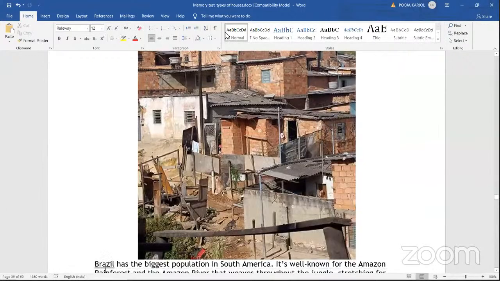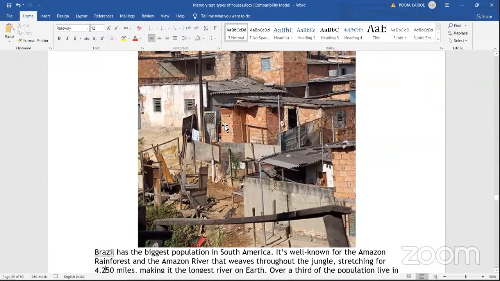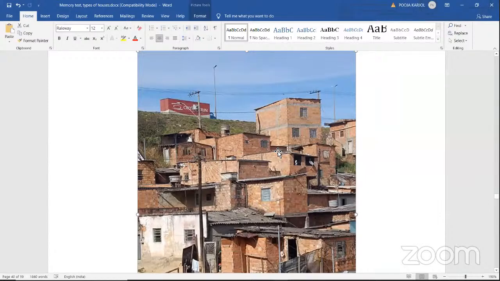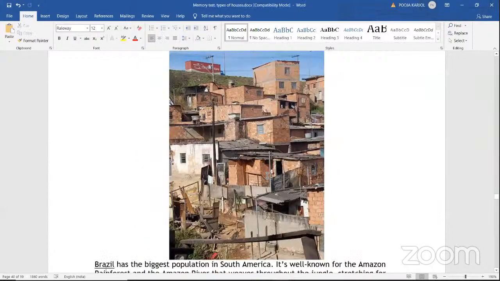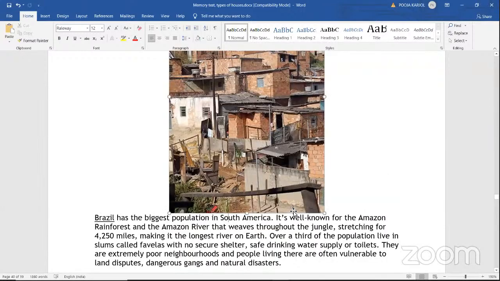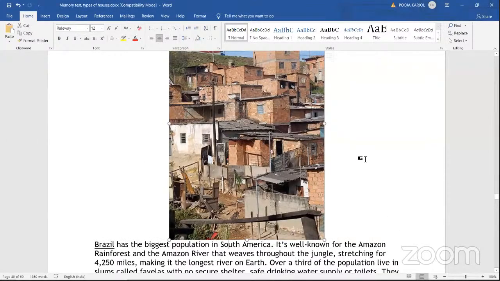Brazil. Brazil has the biggest population in South America. It is well known for the Amazon rainforest. Over a third of the population live in slums called favelas, with no secure shelter, safe drinking water supply, or toilets. They are extremely poor neighborhoods, and people living there are often vulnerable to land disputes, danger from gangs, and natural disasters. More than one third of people in Brazil live like this.